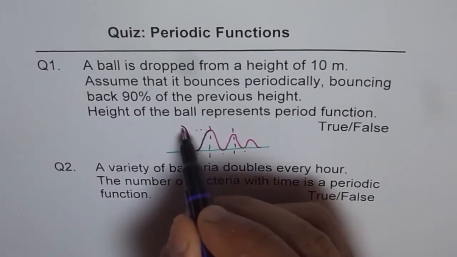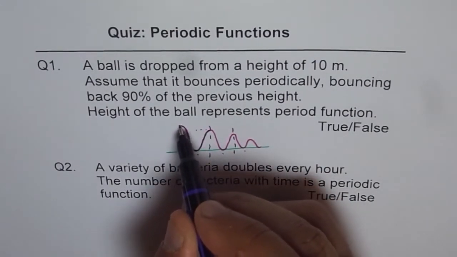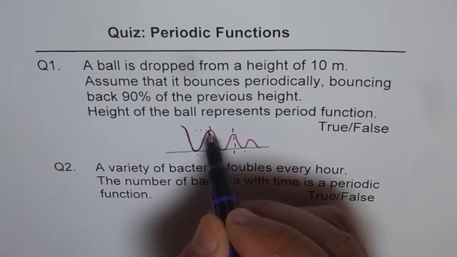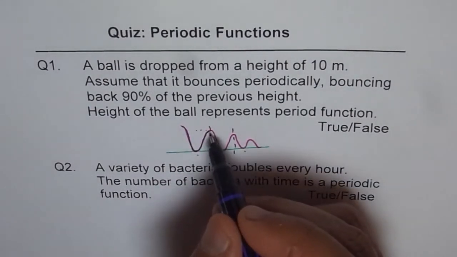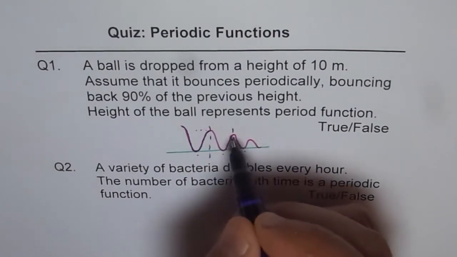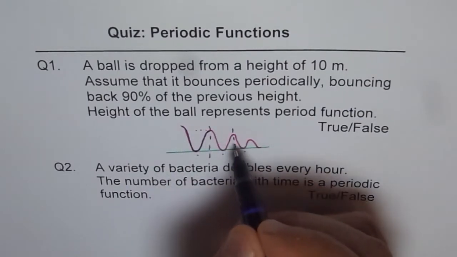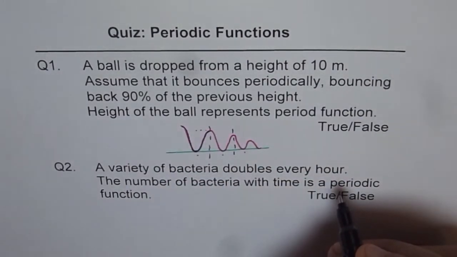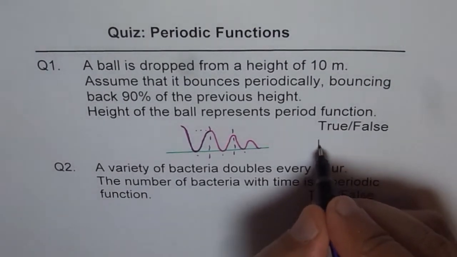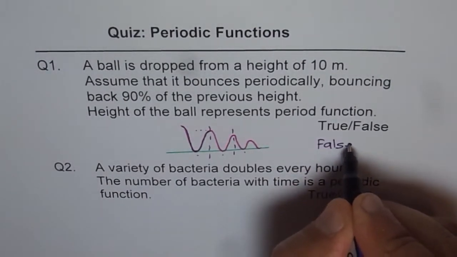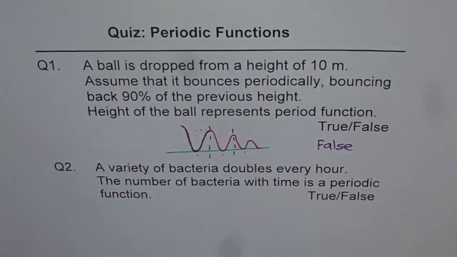Do you see? The first cycle is starting with 10 and ending at 90% of 10. The second is starting at 9 meters and ending at 90% of 9 meters. Since exactly same cycle is not repeating, it is not a periodic function. So we'll say false for this. Do you see that? So this statement is false. Both height and time period should be maintained for it to be a periodic function.